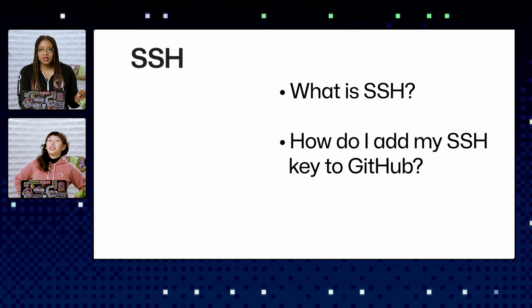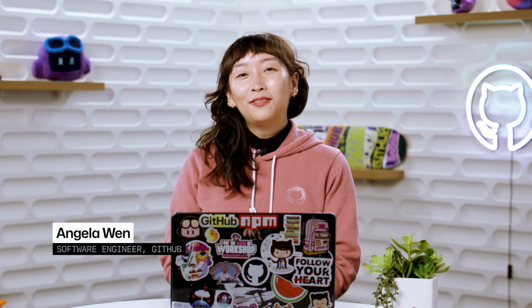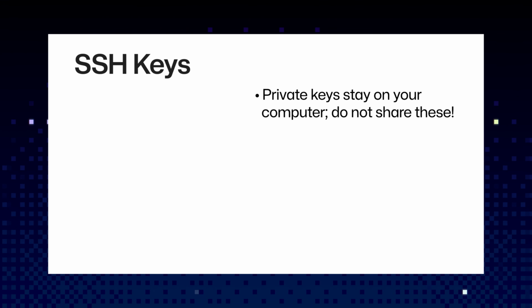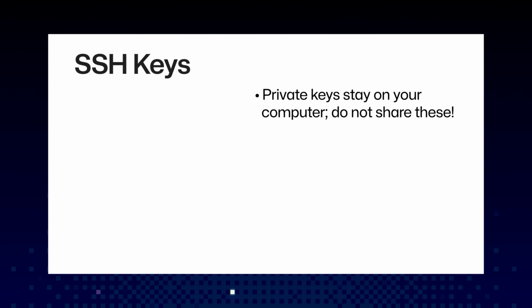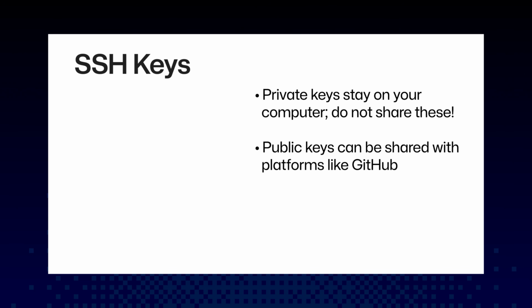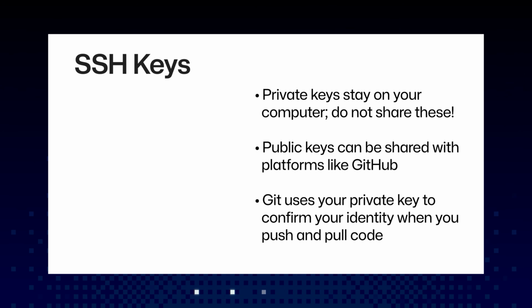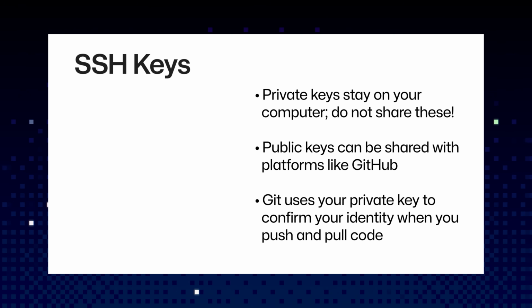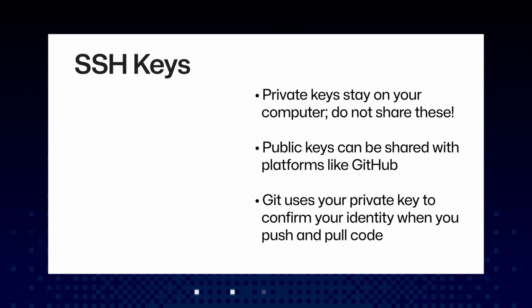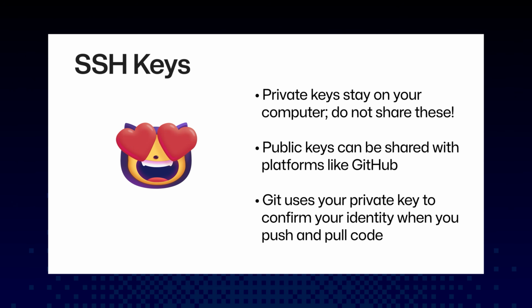Good question, Kadesha. An SSH key, or secure shell key, is a pair of files on your computer that has 2 parts, a private key and a public key. The private key stays on your computer and should never be shared. The public key is what you share with platforms like GitHub. When you store your public key on GitHub, Git uses your private key to confirm your identity when you push and pull code. If your public key on GitHub matches the private key on your computer, you're authenticated.